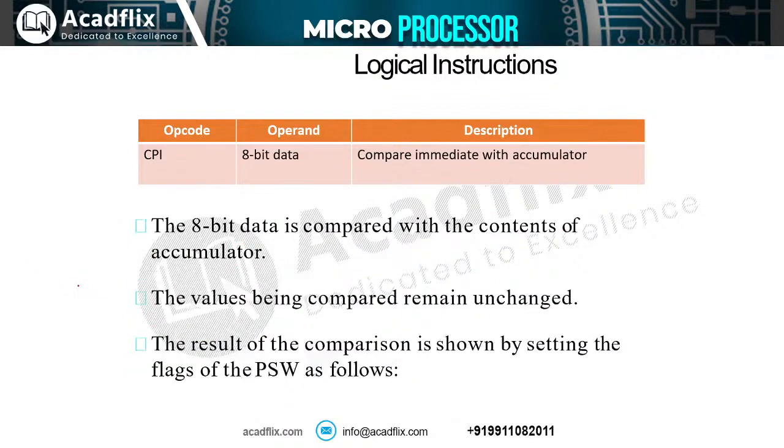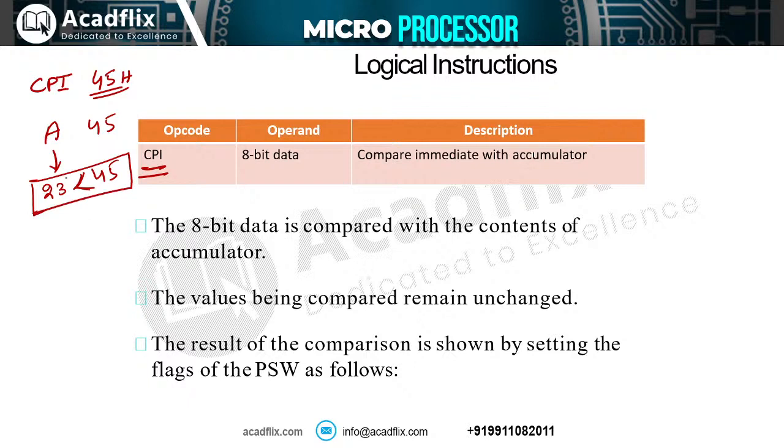Okay, so then we have CPI, that means compare immediate. Compare immediate means that in the CPI instruction, some direct value will be given, for example, 45 hexadecimal. This means that you have to compare the value of the accumulator with the direct value given in the instruction, that is 45. Let us say in register A you have the value 23 and the value given in the instruction is 45. We can see clearly 23 is less than 45, right?